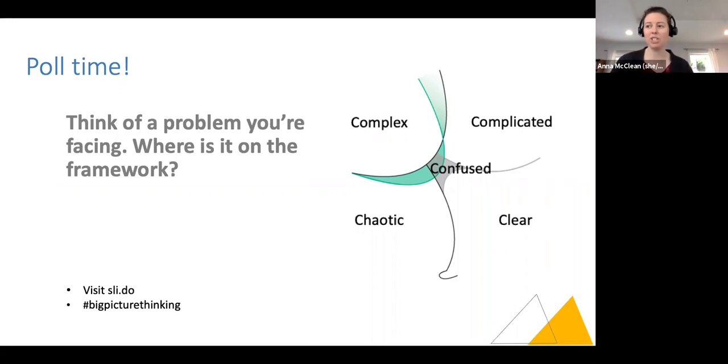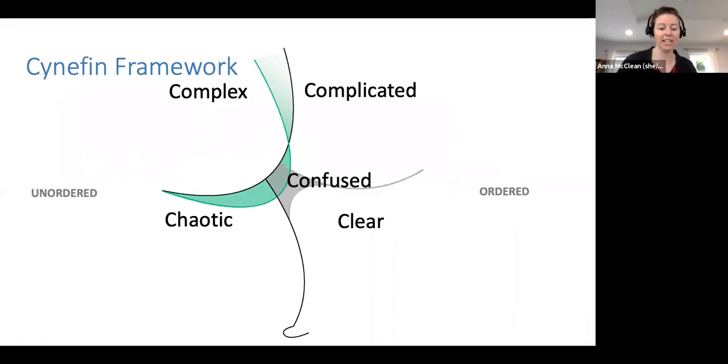If folks want to say anything in the chat, feel free. Use the chat as much as you can to communicate with one another, but if anyone wants to name why you placed your problem where you did, we'd love to hear, out of curiosity. Perfect. We can close that one down, and I will hand it back over to Derek now, who is going to give us a deeper dive into all of the domains and then focus more specifically on complexity. It's great that so many folks named that's where your problem lies. That's where the emphasis of our next piece will be. So over to you, Derek.